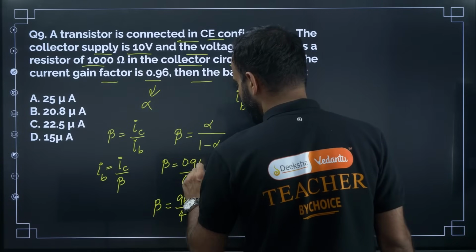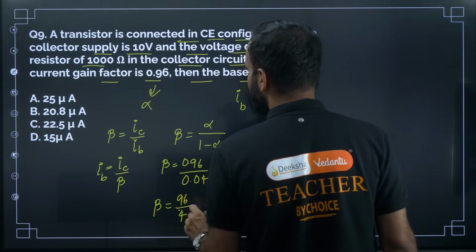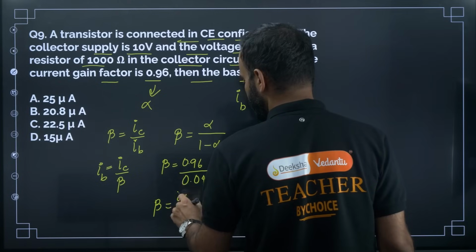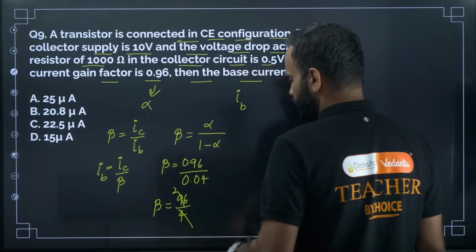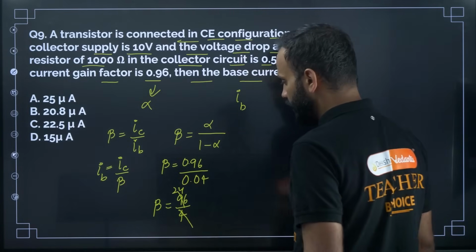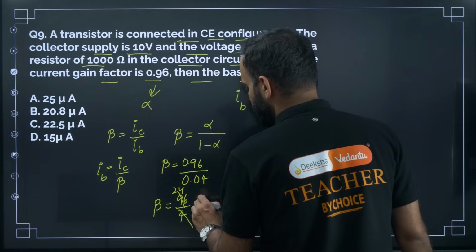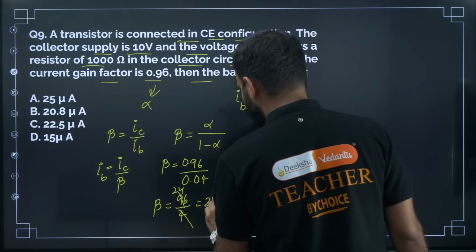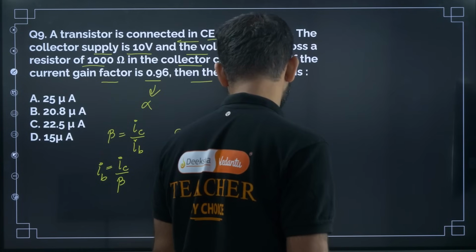So now here we can easily get the value of beta, right? So this will be 4 2s are 8, right? 4 4s are 16. So now the value of beta, that is current amplification factor, is 24, right?